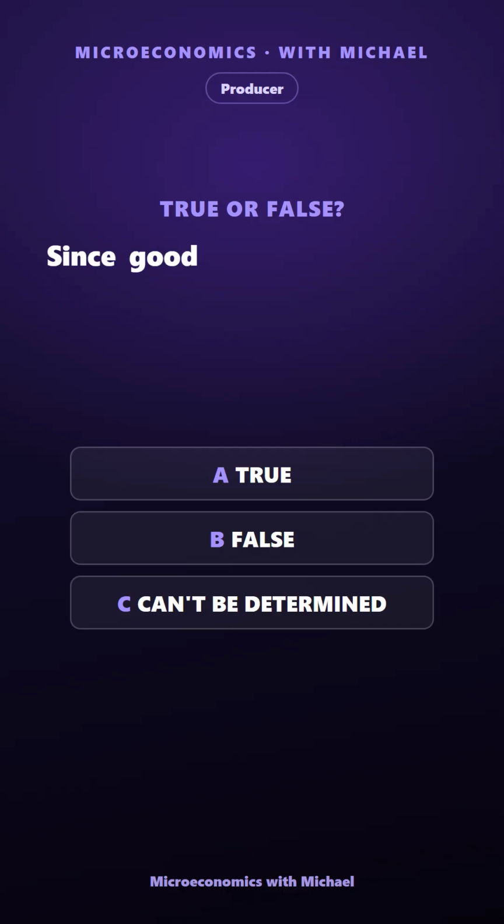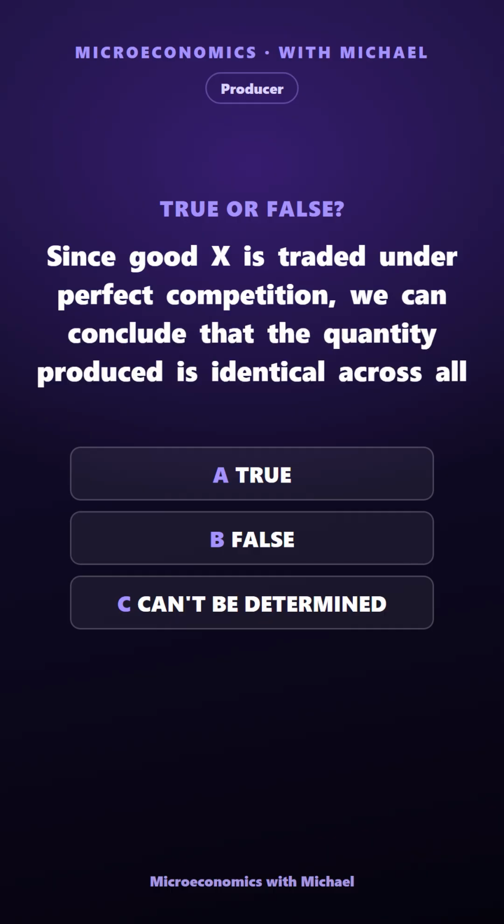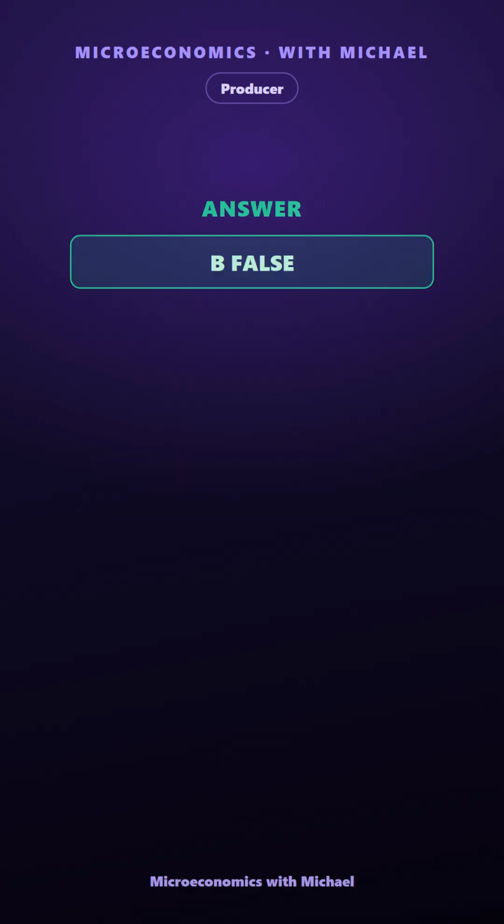Since good X is traded under perfect competition, we can conclude that the quantity produced is identical across all firms in the market. True, false, or can't be determined. The answer is false. Incorrect.